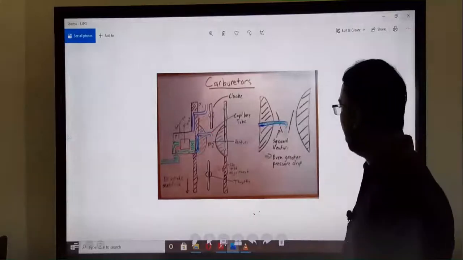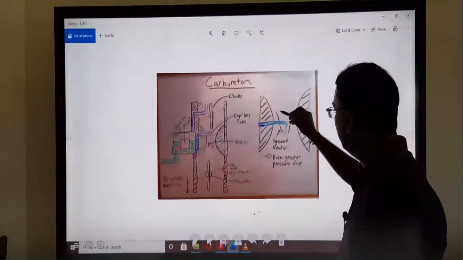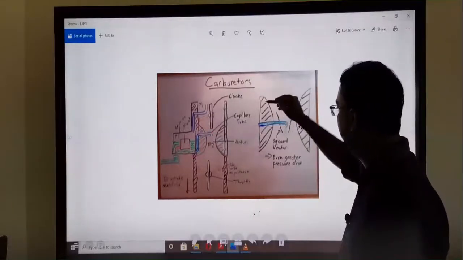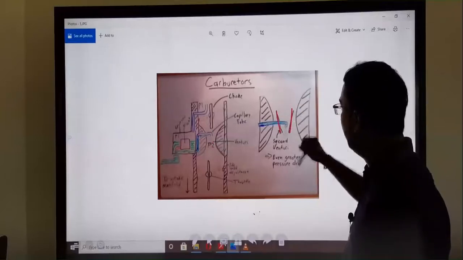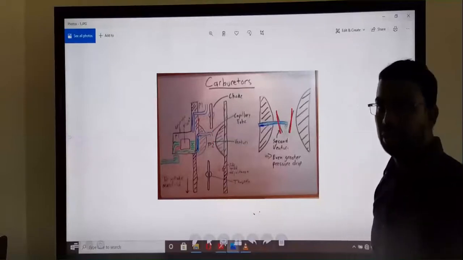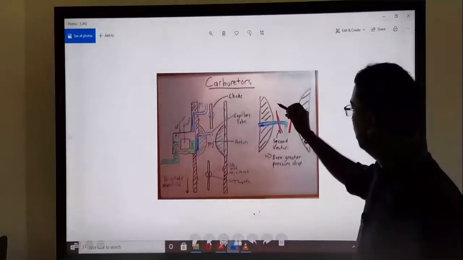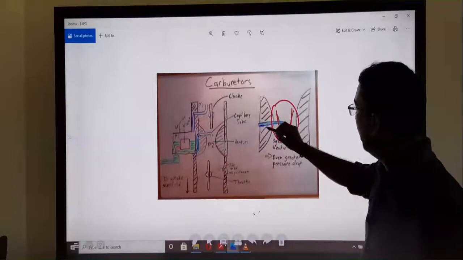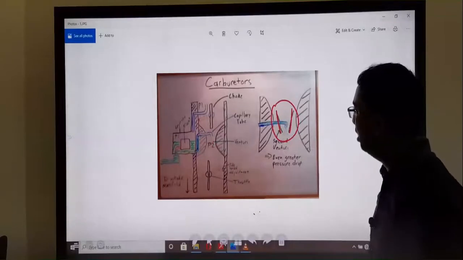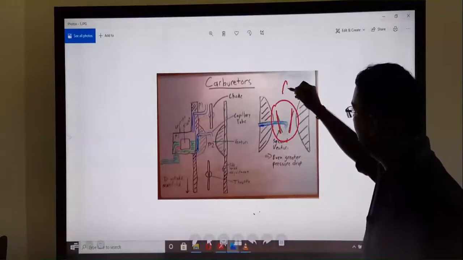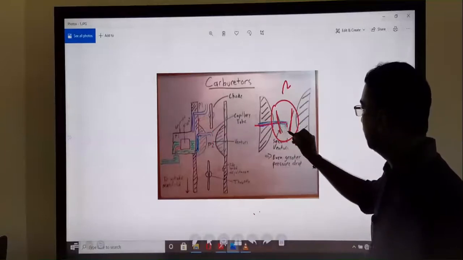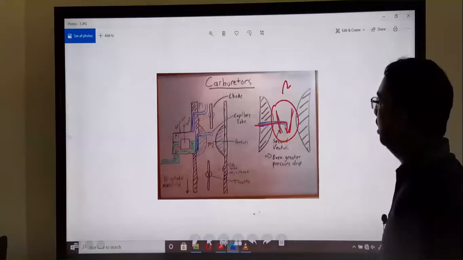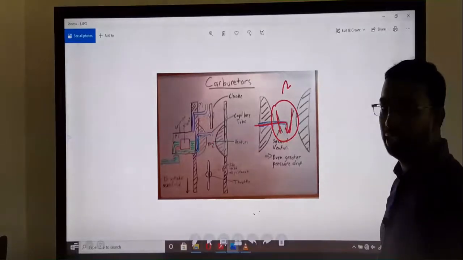Some of our automobiles have two venturis. This is the primary venturi and this is the secondary venturi. Here the cross section is reduced more than the primary, so we can get a much greater pressure difference, and the fuel efficiency can also be higher.